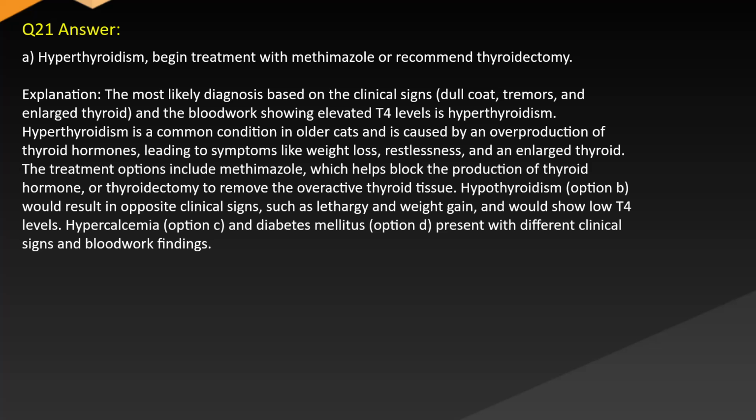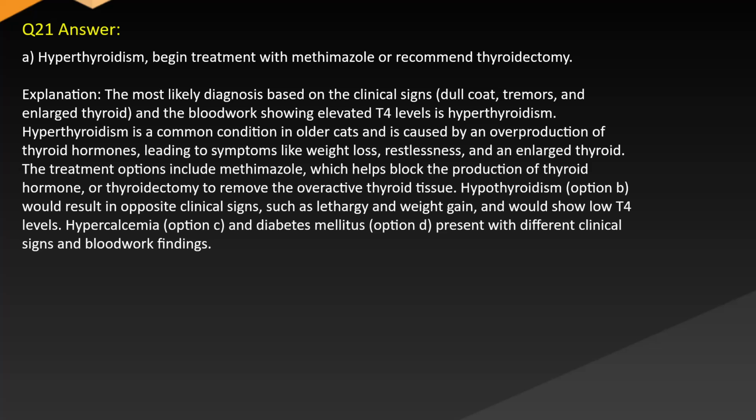Explanation. The most likely diagnosis based on the clinical signs, dull coat, tremors, and enlarged thyroid, and the blood work showing elevated T4 levels is hypothyroidism. Hypothyroidism is a common condition in older cats and is caused by an overproduction of thyroid hormones, leading to symptoms like weight loss, restlessness, and an enlarged thyroid. Treatment options include methimazole, which helps block the production of thyroid hormone, or thyroidectomy to remove the overactive thyroid tissue.